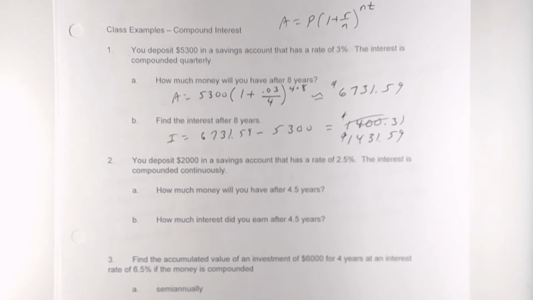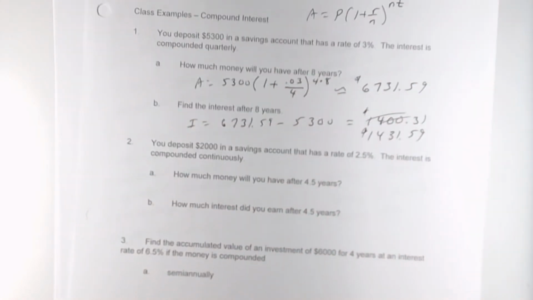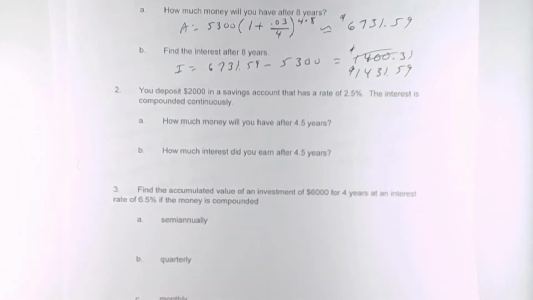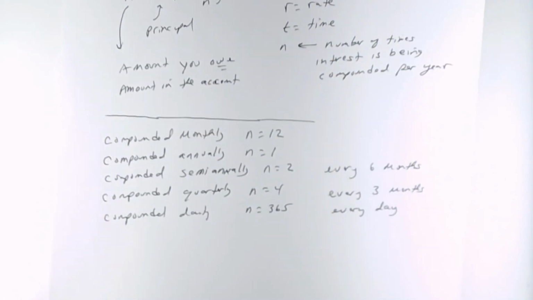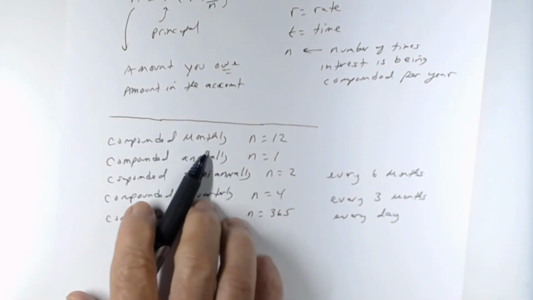Let's look at number two. You deposit $2,000 in a savings account that has a rate of 2.5%. The interest is compounded continuously. Now let's talk about continuously. So let's come back to this one. All right, now when we went over this stuff here, we talked about compounded monthly.